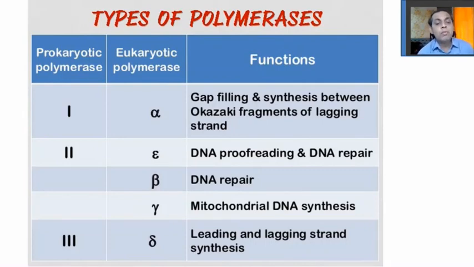Eukaryotic polymerases have alpha, beta, gamma, epsilon, and delta. So these perform various functions. One is making Okazaki fragments, the other one is doing proofreading, one is doing DNA repair, the other one is mitochondrial DNA synthesis, one is doing leading and lagging strand. Like that, these are the different functions performed by different types of eukaryotic polymerases.